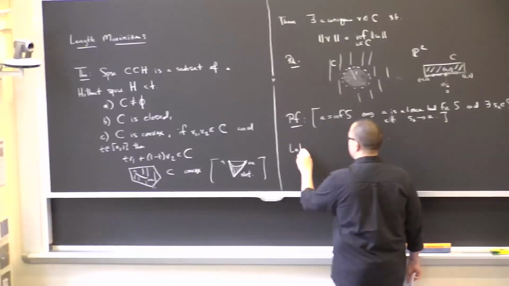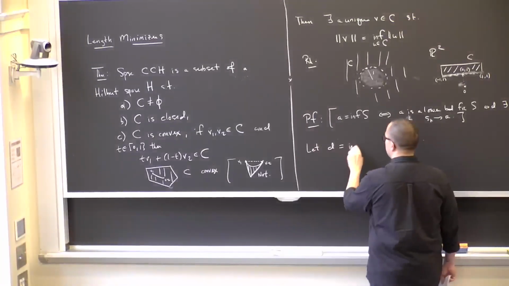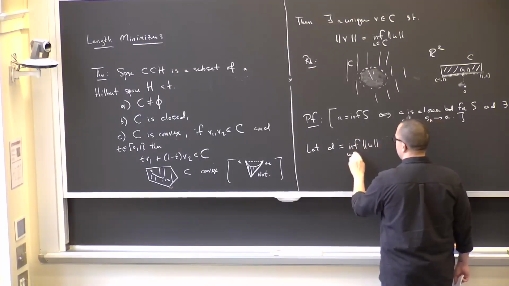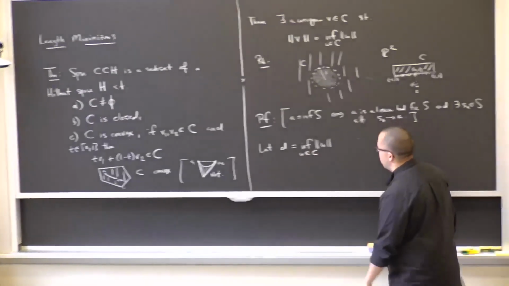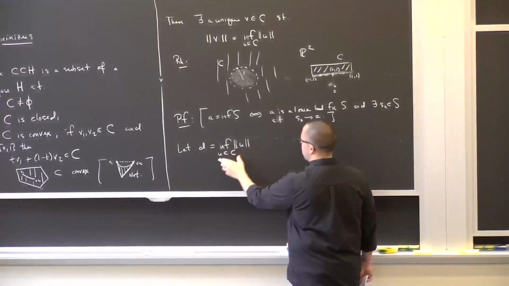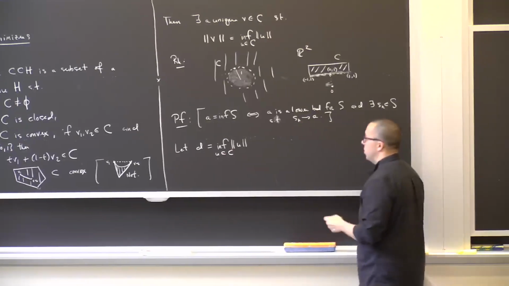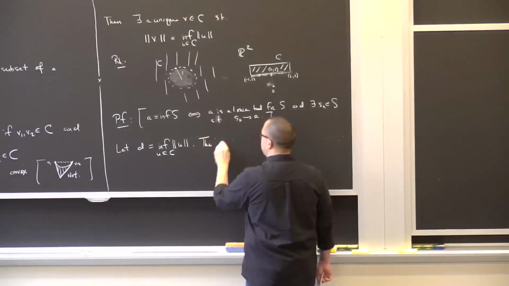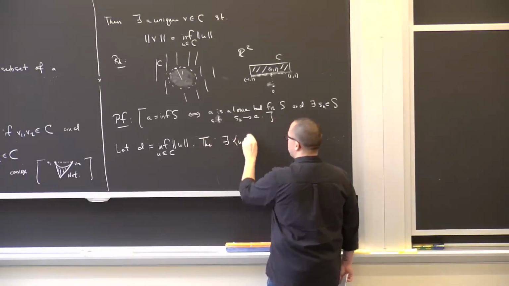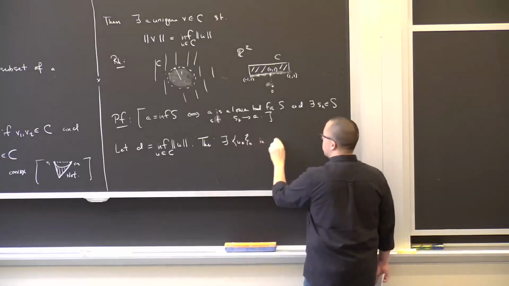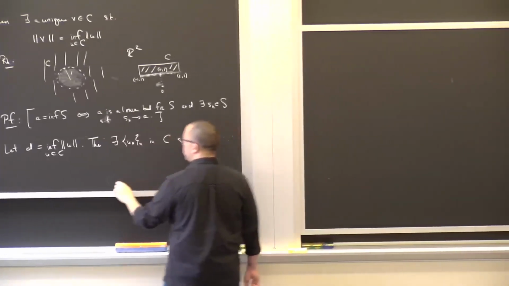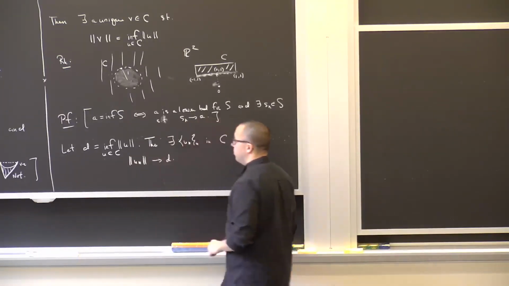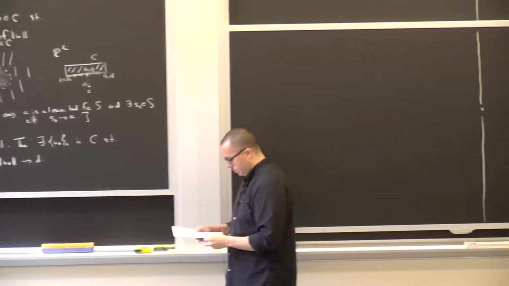All right? So let's call this number D. Let D be the infimum of the norms of u, which we know exists because norms are bounded below by 0. So this set of norms where u ranges over C is bounded below by 0, so the infimum exists. Okay, so let D be that. Then there exists a sequence, un, of elements in C such that the norms of these un converge to D.